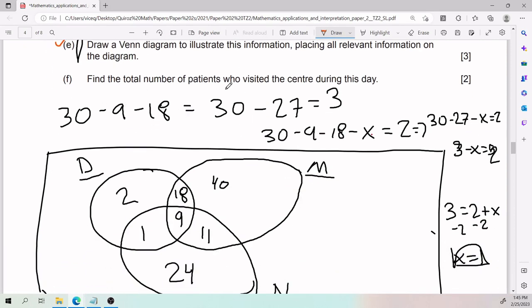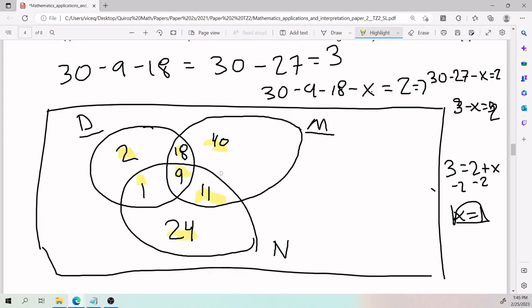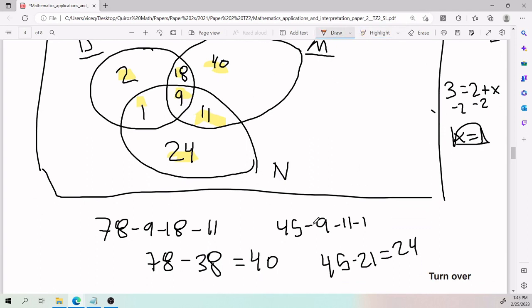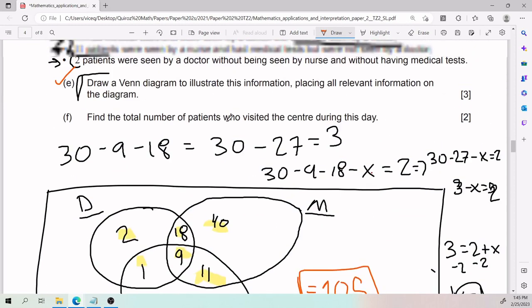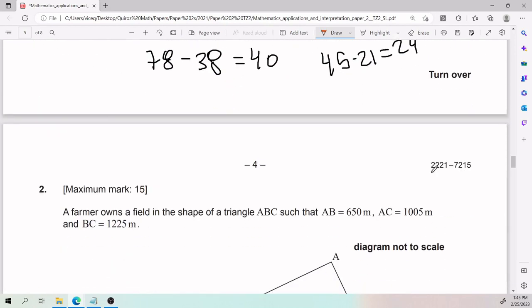Part F is find the total number of patients who visited the center during this day. All you have to do there is add all of these guys up. So we have 2 plus 1 plus 18 plus 9 plus 40 plus 11 plus 24. You put all of that into your calculator. You end up with 105. So all of my guys added up together give me 105. That is for part F and for part 1.